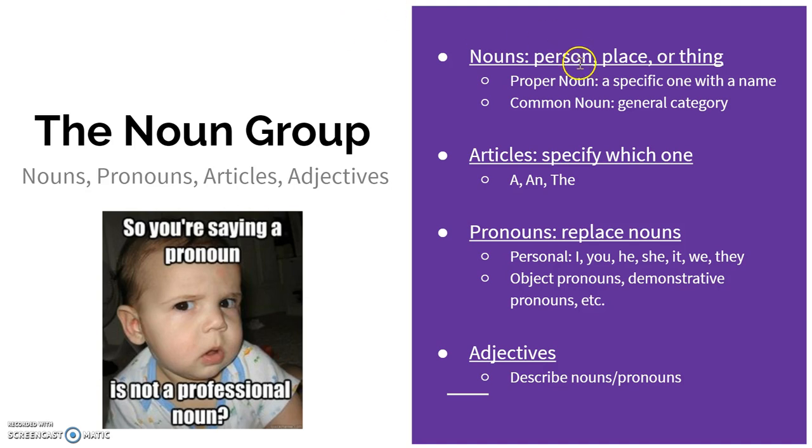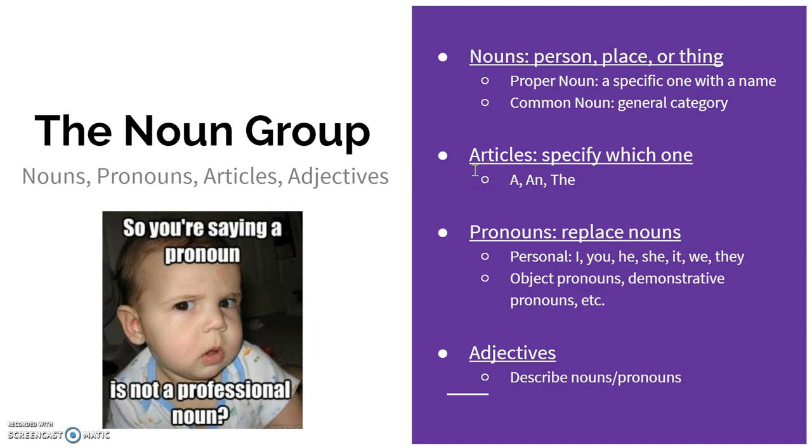Nouns are easy. It's just people, places, and things. The only tricky part is when we get into proper nouns versus common nouns, because they affect which nouns get capitalized. Proper nouns are specific ones that have a name. Like, if I'm going to talk about a mountain, that would be a common noun because it's just a general category, mountain or mountains. But if I name a specific mountain, like Mount Kilimanjaro, then that's going to be capitalized and it's a proper noun.